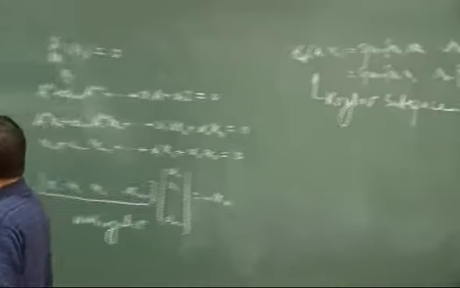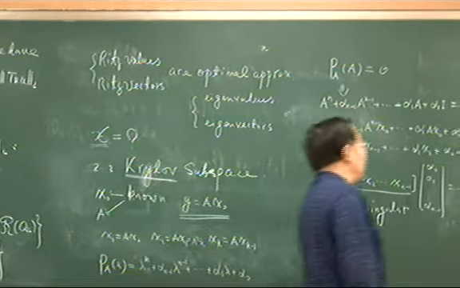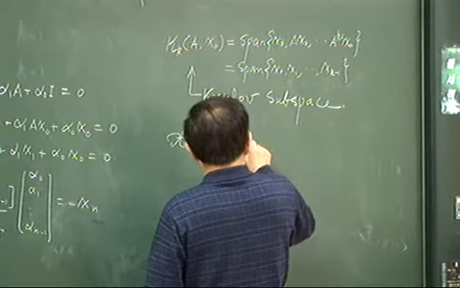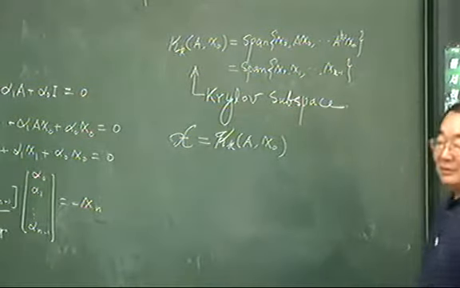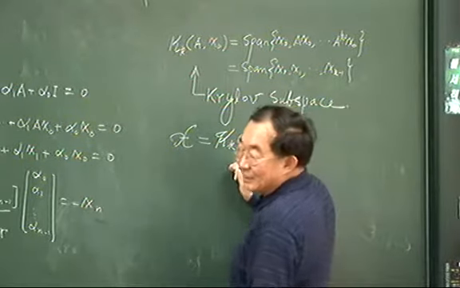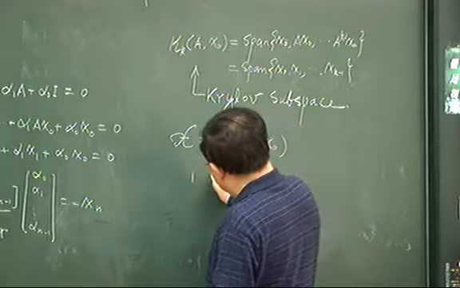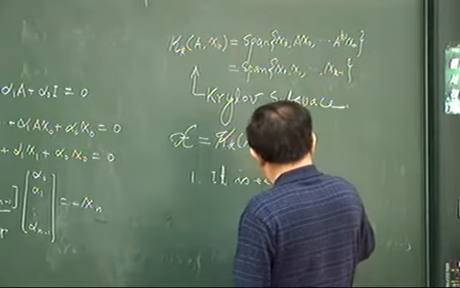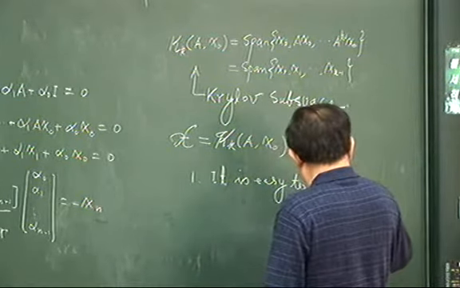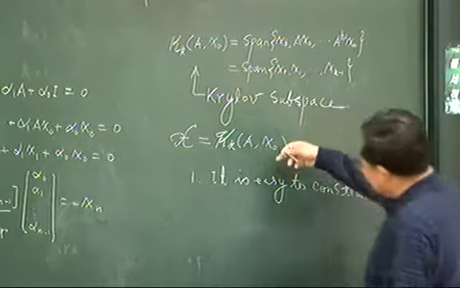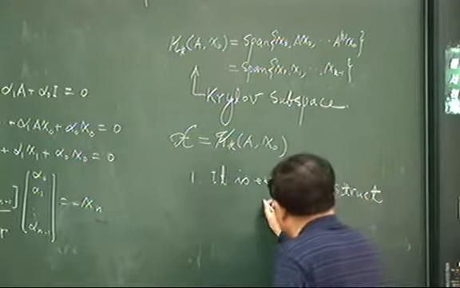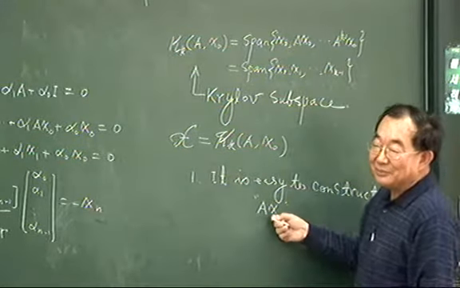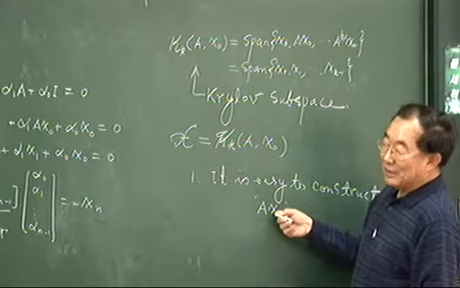Now, why should we choose this subspace? Why choose this one? There are mainly two reasons. First, it is easy to construct. It only needs matrix-vector products. This is the first reason to try this one.